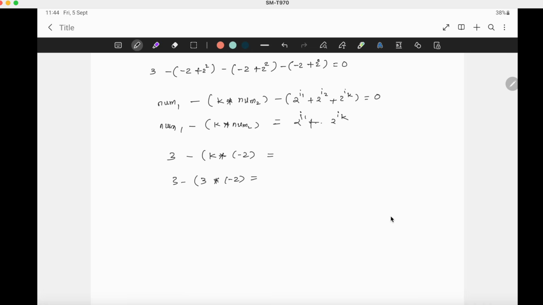Okay, it is taking time to update. 3 plus 6 is basically equal to 9. Okay, let me take a short break.